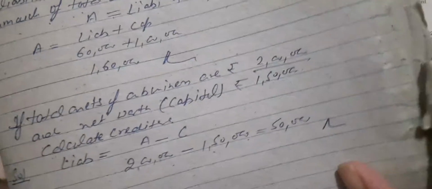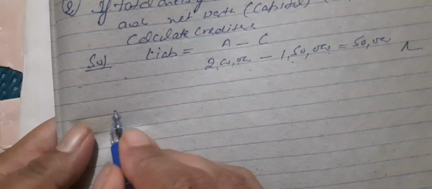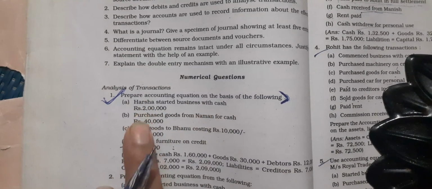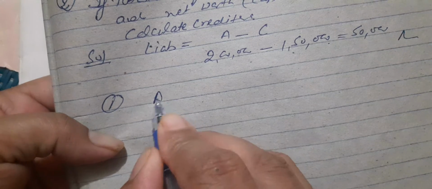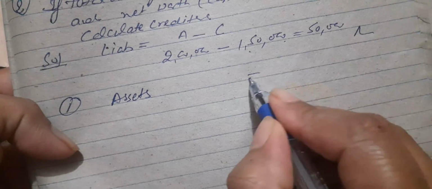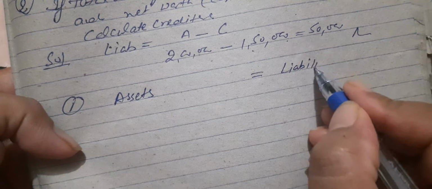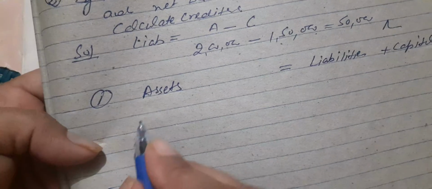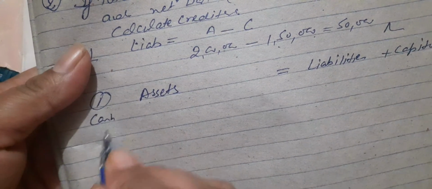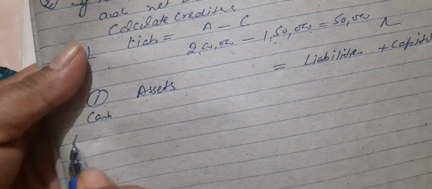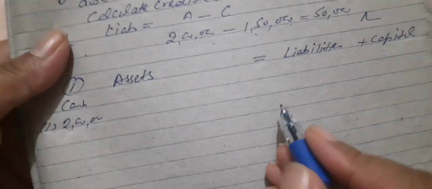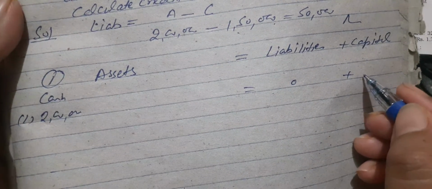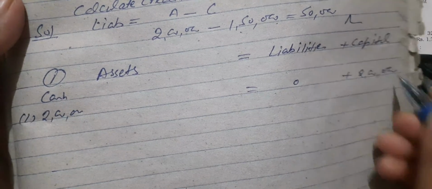So children, now we will solve and prepare the accounting equation. The first transaction is Harsha started business with cash rupees 2 lakh. First we will prepare the format: assets equals liabilities plus capital. Cash will be shown under the head of assets, so cash amount is 2 lakh rupees. There is no liability, and this amount is invested in the business, so the capital amount will also be 2 lakh rupees.